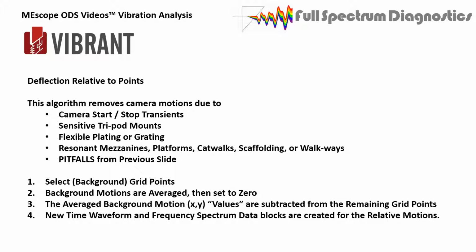The idea is to select the background grid points that are moving due to camera motion. The motions are averaged and set to 0, so all the background goes completely to 0, but the average amount of vibration that we found in the background is subtracted from the remaining grid points. So we get a new time waveform and a new frequency data block that's created to get the real relative motions.